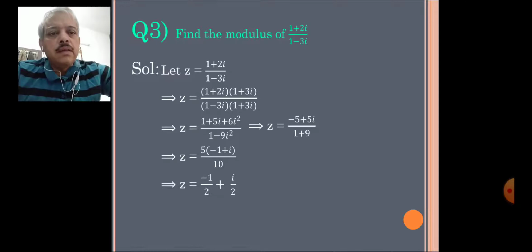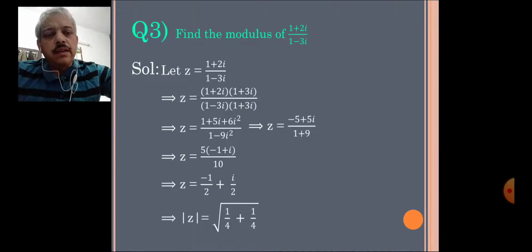This is the simplified form of (1 plus 2i) upon (1 minus 3i). Now take the modulus. The modulus of z will be under root of real part squared plus imaginary part squared, that is 1 by 4 plus 1 by 4, which is equal to 1 upon root 2.